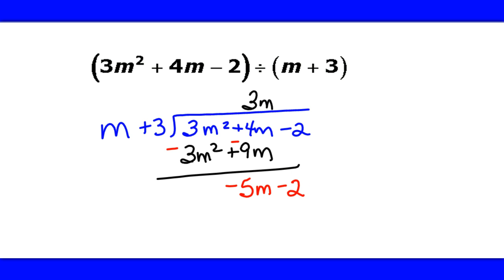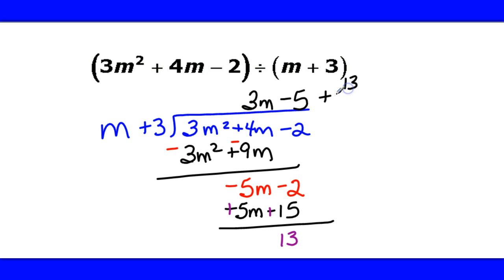What times m will give me negative 5m? That's going to be a negative 5. So negative 5 times m is negative 5m. Negative 5 times 3 is negative 15. Again, we're going to subtract these, so it's going to change both of those signs, and that's going to give me a positive 13. So my remainder is going to be a positive 13 over my divisor, m plus 3.